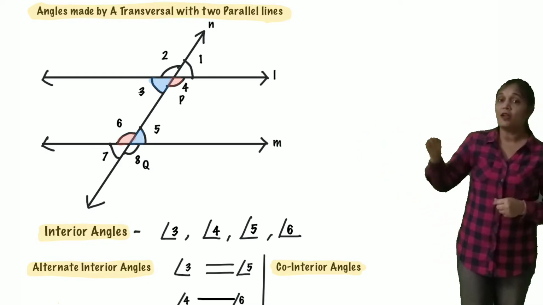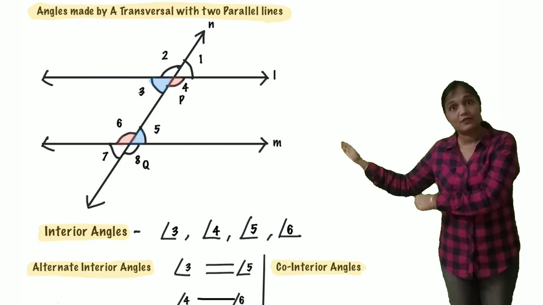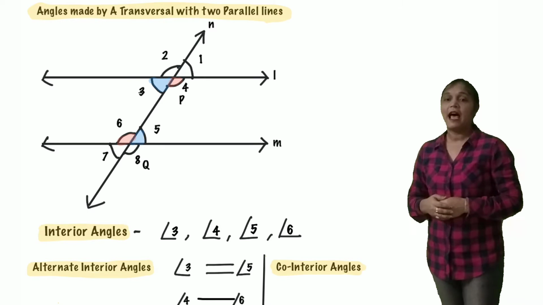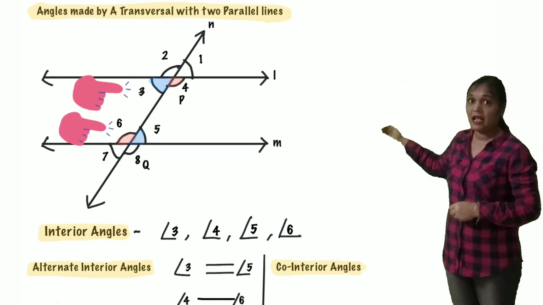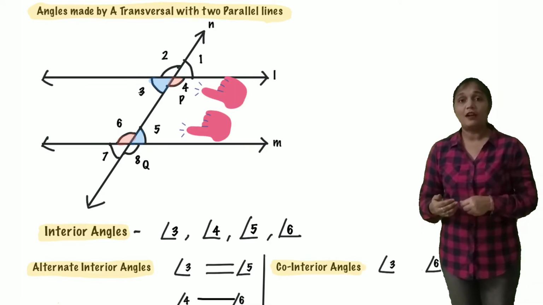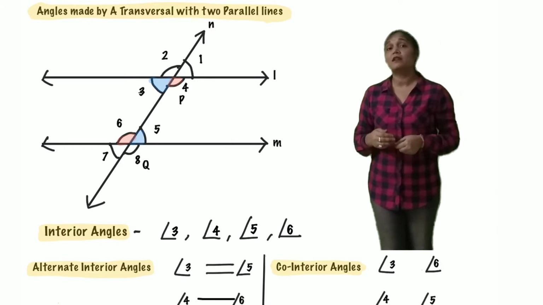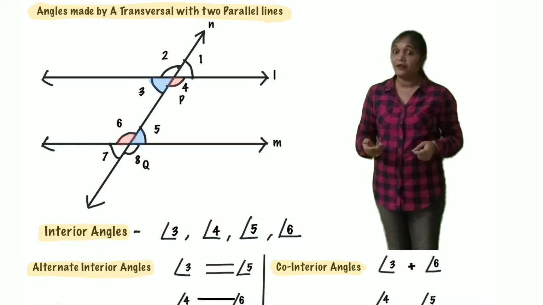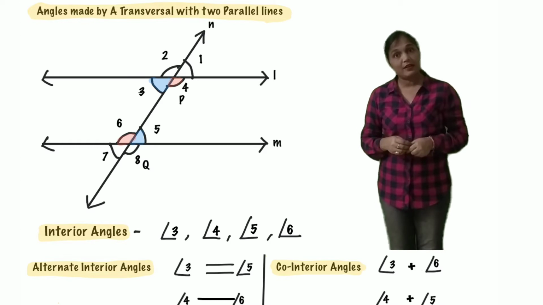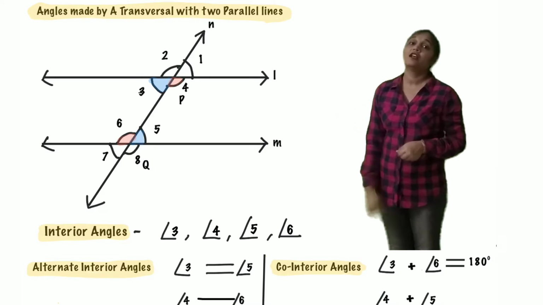So here, co-interior angles are the angles which are on the same side of the transversal and which are interior angles. So in this figure, angle 3 and angle 6 are co-interior angles, and angle 4 and angle 5 are also co-interior angles. And the sum of co-interior angles is 180 degrees. So angle 3 plus angle 6 is equal to 180 degrees. Similarly, angle 4 plus angle 5 is 180 degrees.